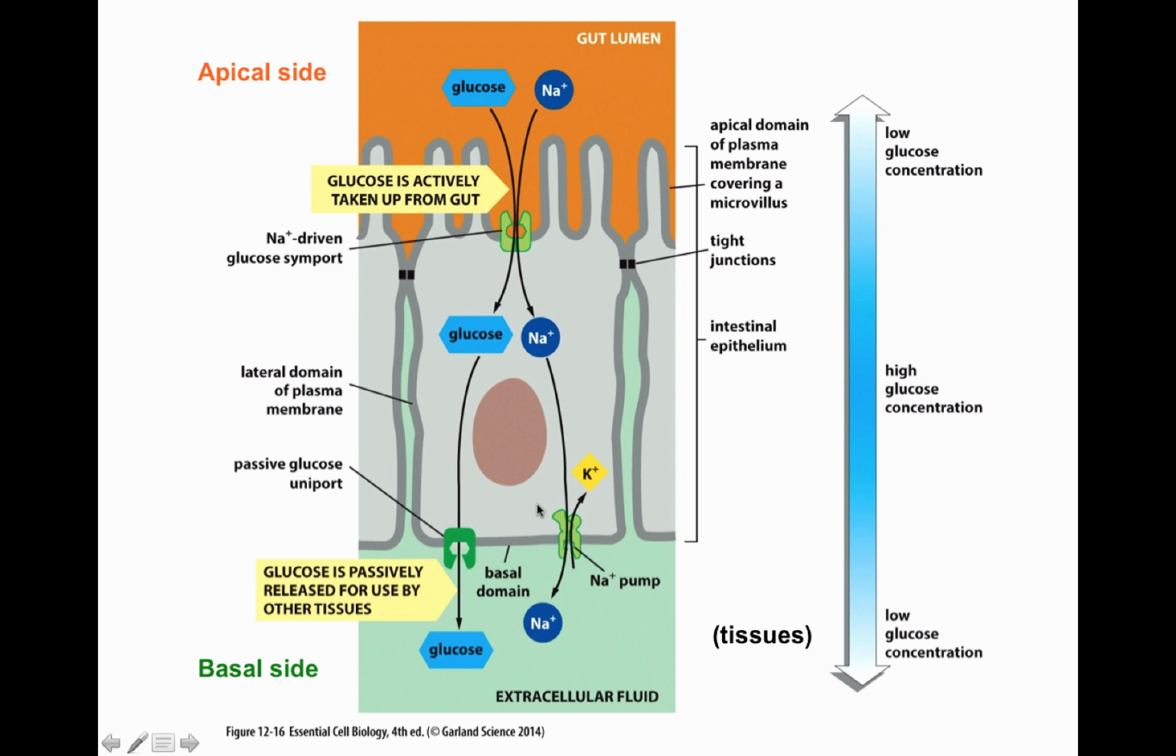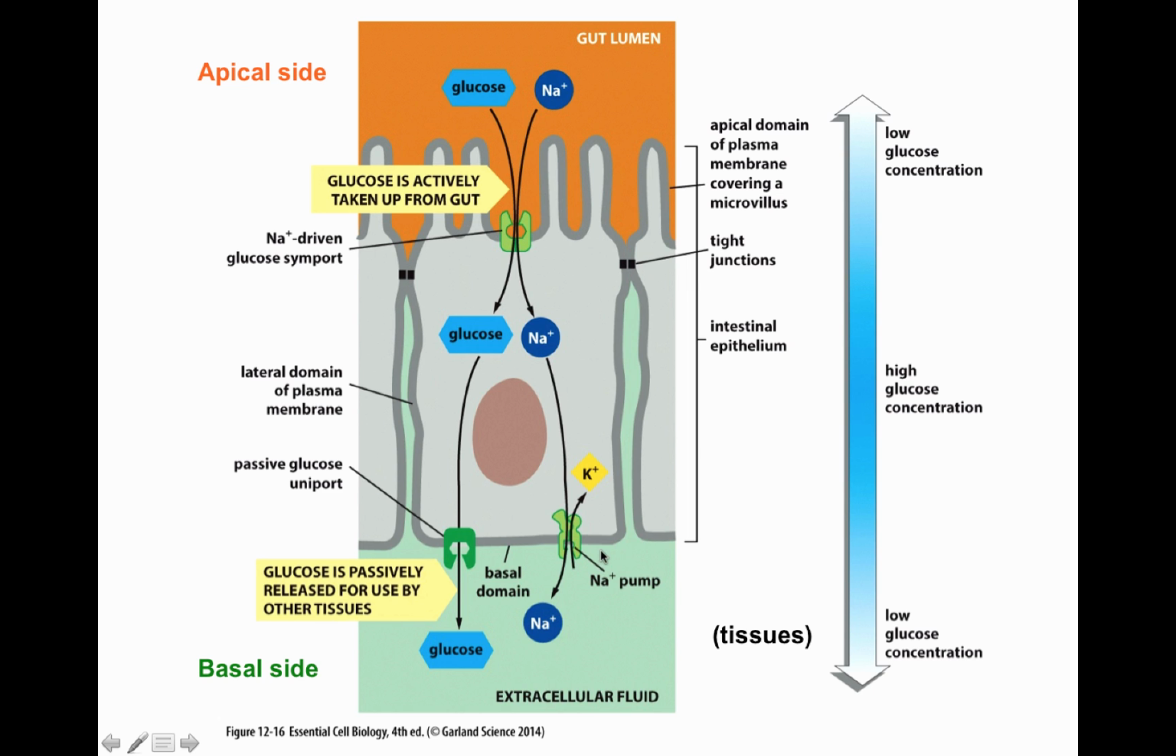But inside the cell, now we have a different story. Now we have a higher concentration of glucose. And glucose needs to be transported to the extracellular fluid, so then it can be picked up by the blood system and transported across the blood to all the organs. What we have there is a passive glucose uniport that is going to allow for the movement of glucose from the inside of the cell to the extracellular fluid on the basal side, and it's using the concentration of glucose to be able to do that.